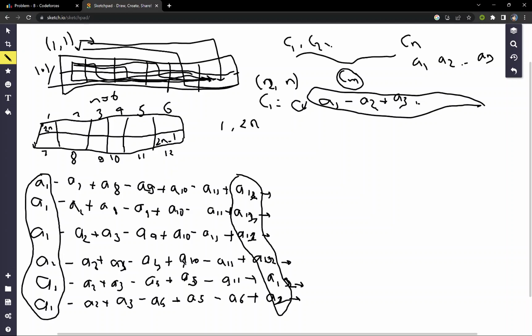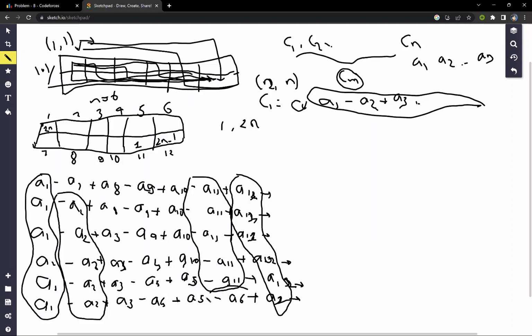Now we can see here a1 is included till this much part, and a2 is included in this much part with a negative value, right? So why not give minimum value to these numbers, right? So a11, it is here, so minimum is 1.